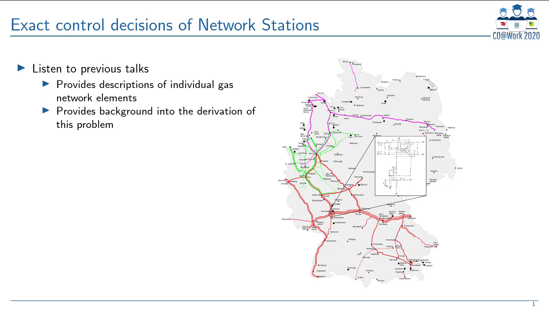So firstly, the descriptions of individual gas network elements. This information is mainly in Felix's talk, but essentially it would be repetitive for me to go over the definitions twice of everything. Secondly, the background of how we actually derive this problem. This is given in Kai's talk and gives well-needed structure on how we derived a definitive problem statement.